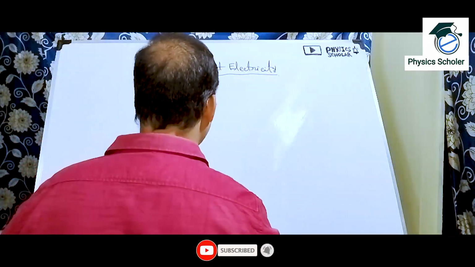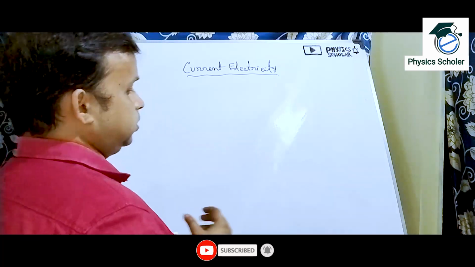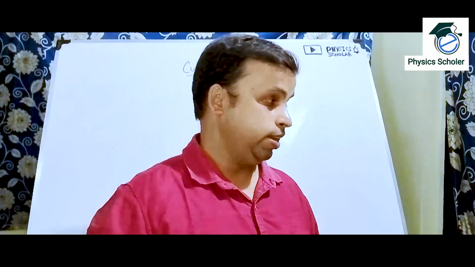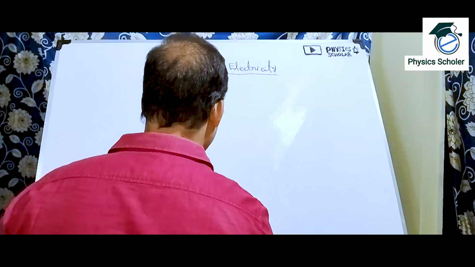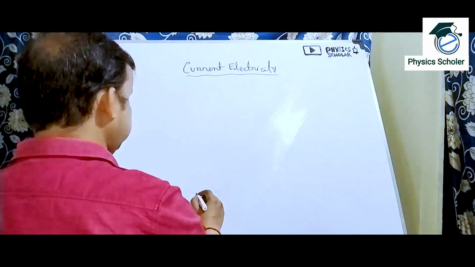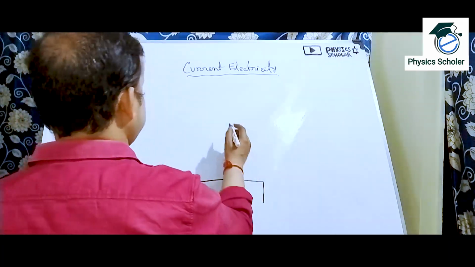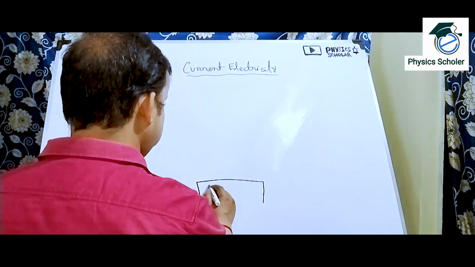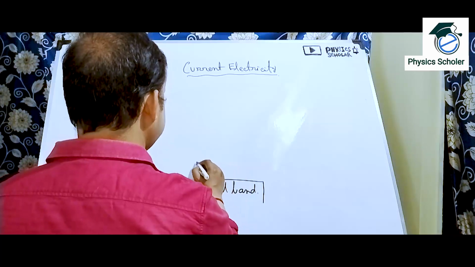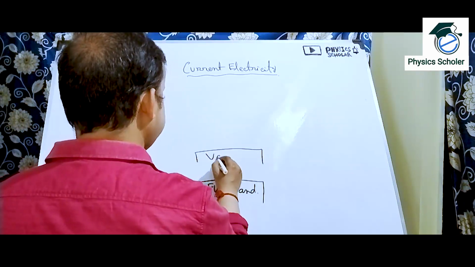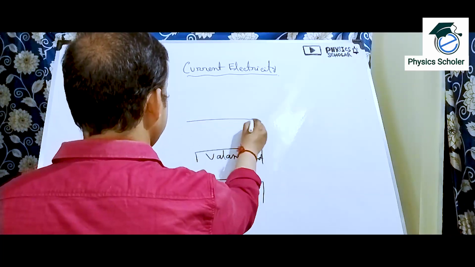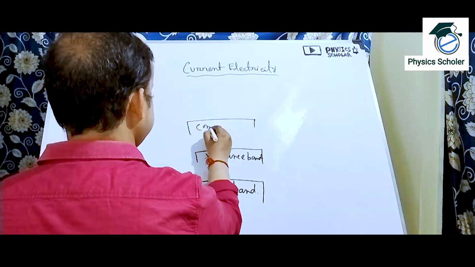Basically, some free electrons are responsible for carrying current through any material. Now, one theory is known as the band theory. In the case of a conductor, basically three types of bands are there: one is known as the full band, another is the valence band, and another is the conduction band.